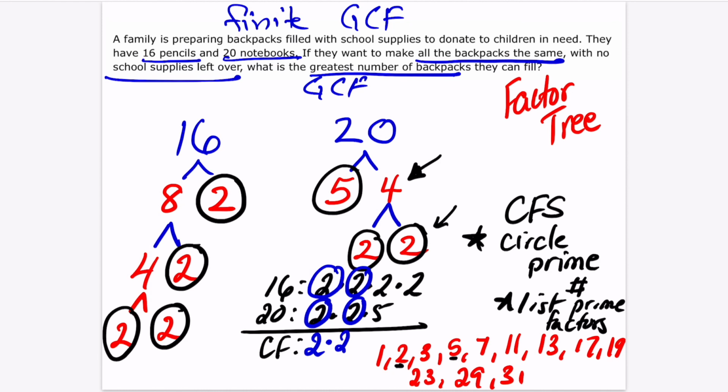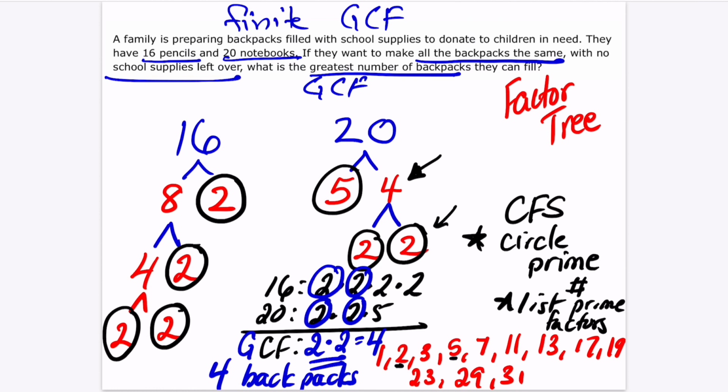So what I can do to find the greatest common factor is find the product of these two numbers, which is 4. And that would make it the greatest common factor. So I can have 4 backpacks. And that makes sense because if I have 4 backpacks in my head, that means I'm going to have 4 of these pencils and I'm going to have 5 of the notebooks. But the question didn't really ask that. They just want to know how many backpacks can they fill up.